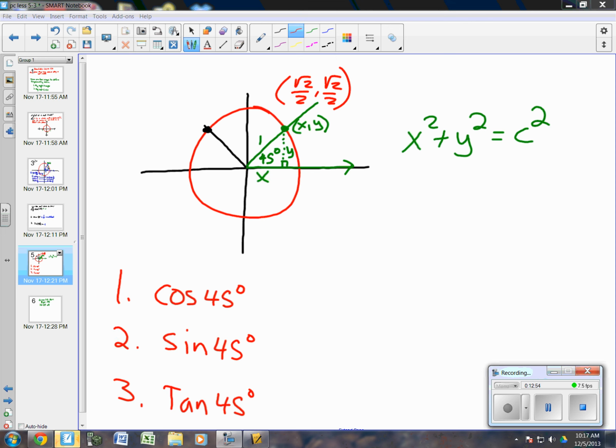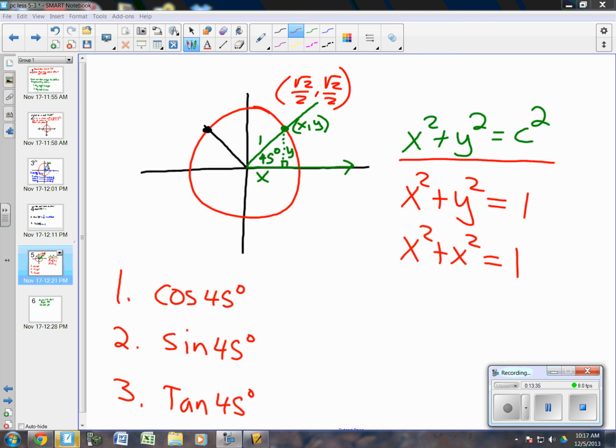Well, they use what they know about the Pythagorean theorem. We know that the Pythagorean theorem states that a squared plus b squared equals c squared, or in this case, x squared plus y squared equals c squared. Well, we already know that on a unit circle, c is 1, right? So 1 squared is 1. Now, we also know on a 45-degree angle, that x and y are what? How do they relate? They're going to be equal, aren't they? Because this is half of a square. So I can call them both x or both y, it doesn't matter.